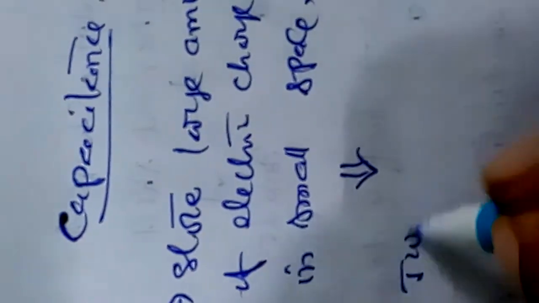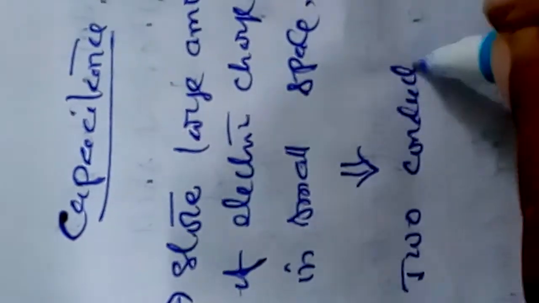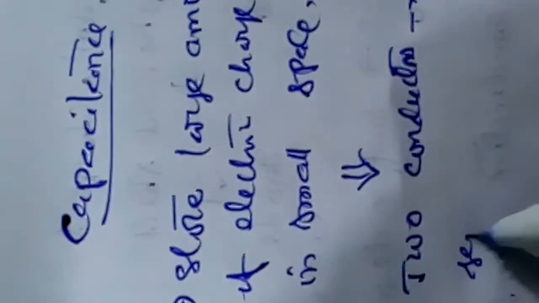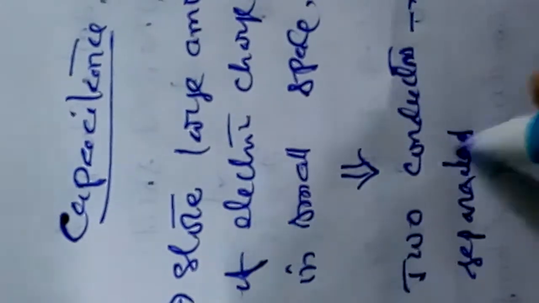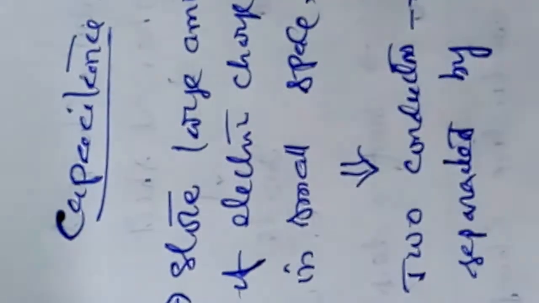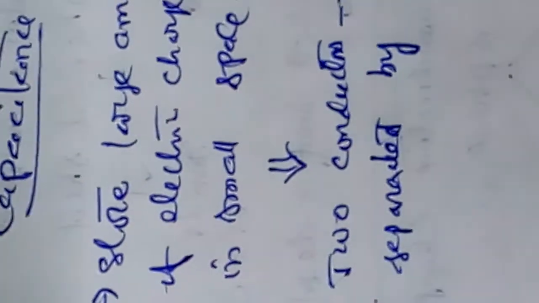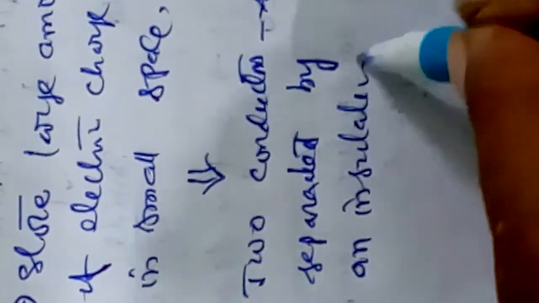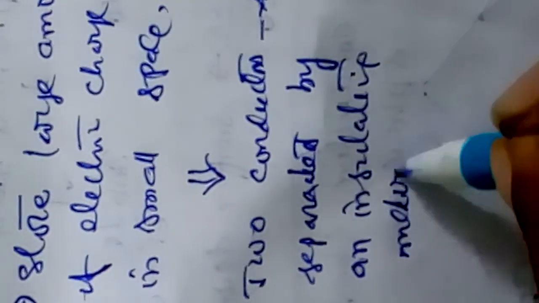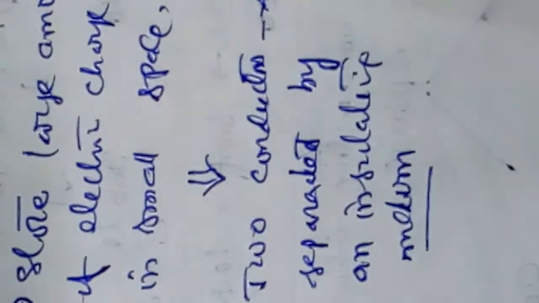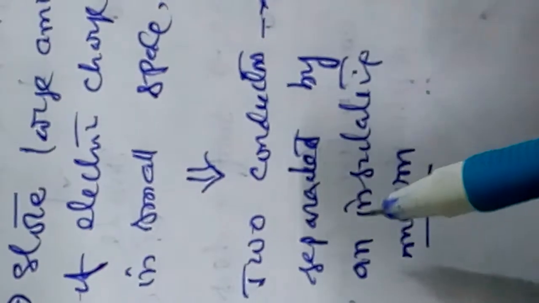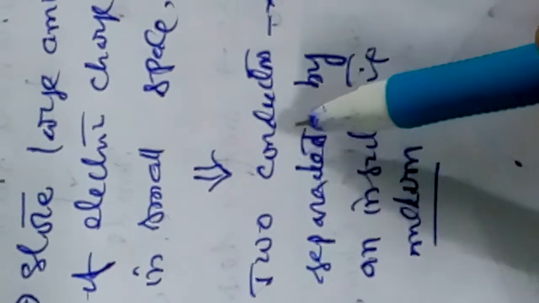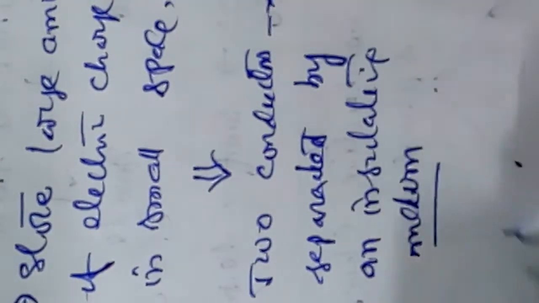You are taking just two conductors and they are being separated by an insulating medium. Now, generally what happens is the two terminals of the battery can be connected to these two conductors to get them charged.